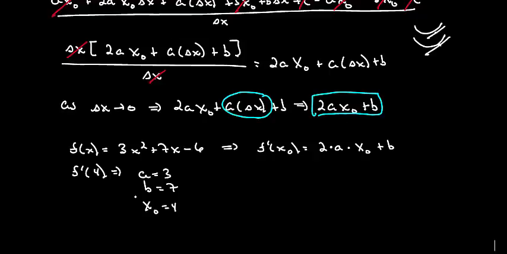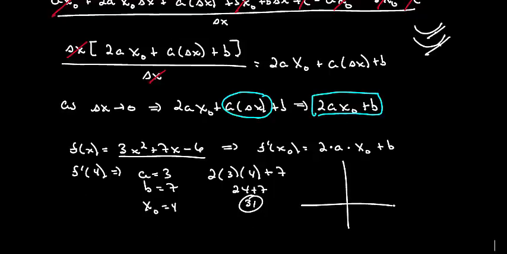So what I can tell you is, for this equation right here, the slope of the tangent line at x equals 4 is going to be given by 2 times a times x naught plus b, which is 2 times 3, which is 6, times 4 is 24, plus 7 is 31. So the slope of the tangent line for this particular function at an x value of 4 is 31.